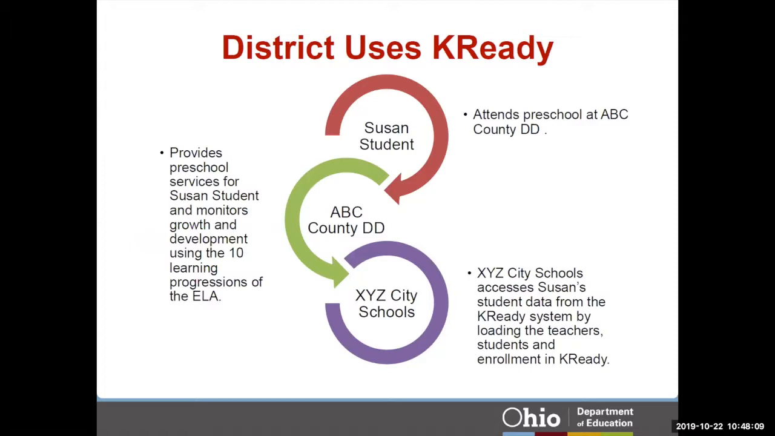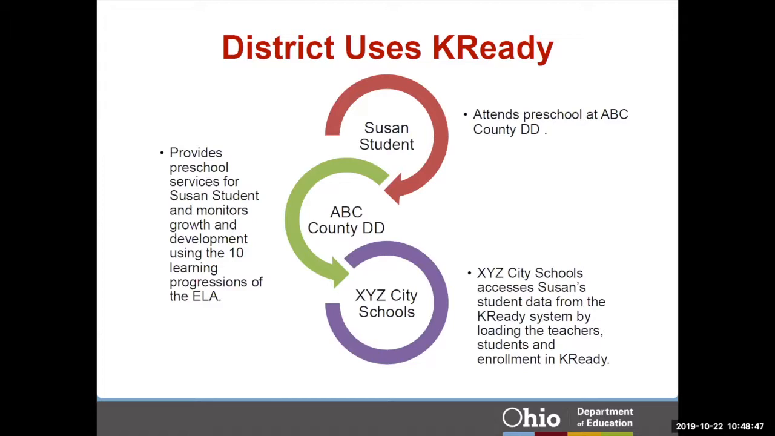Here's another example of the district using the KReady system. So the student, again, attends a preschool program outside of the district. That preschool is providing services for the child, again, using the 10 learning progressions that are required for reporting. And the city school is able to access that child's data because they've loaded the student, they've loaded the teachers at that preschool, and they've done the enrollment piece that makes that connection so that the local school district's data manager can generate that report to submit into EMIS.